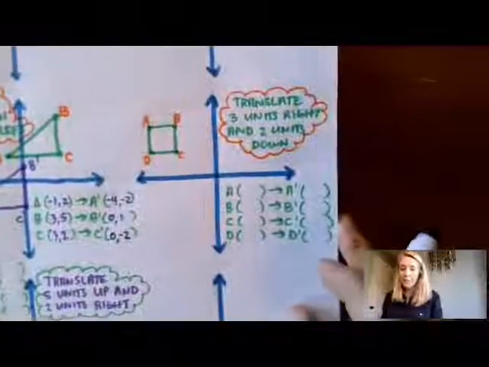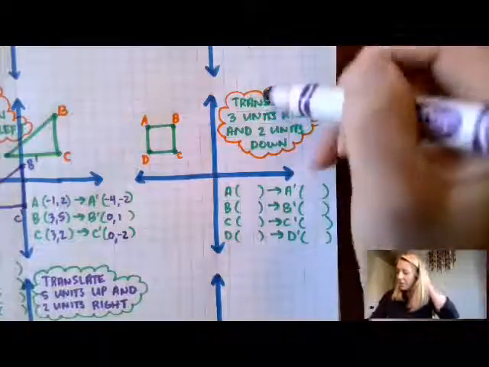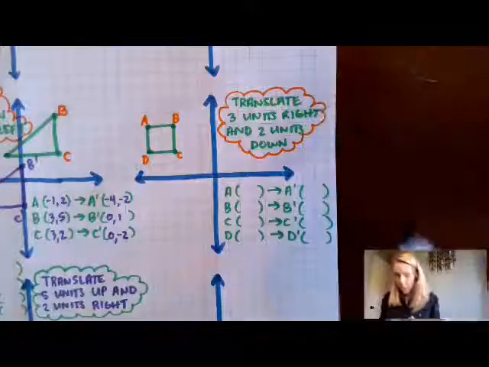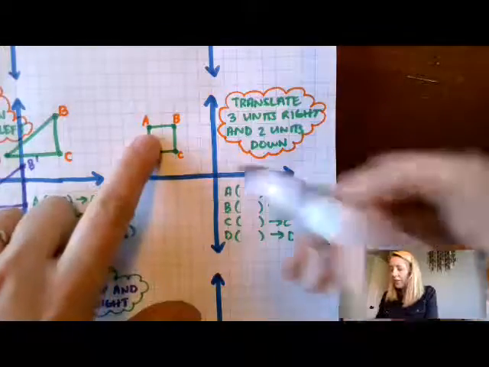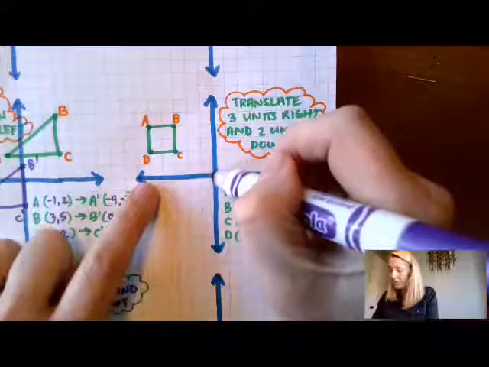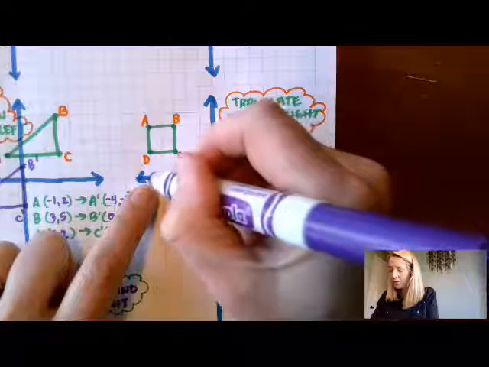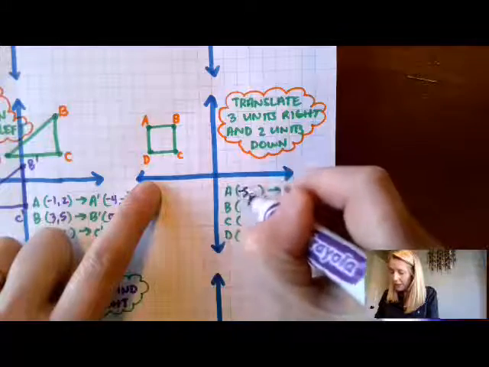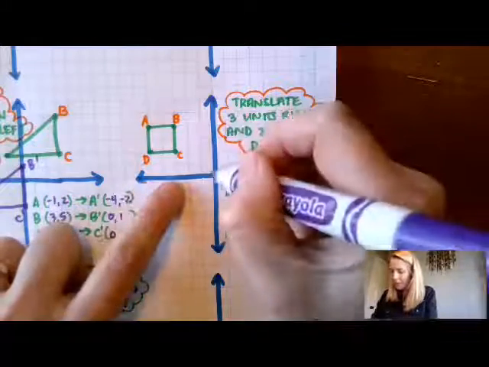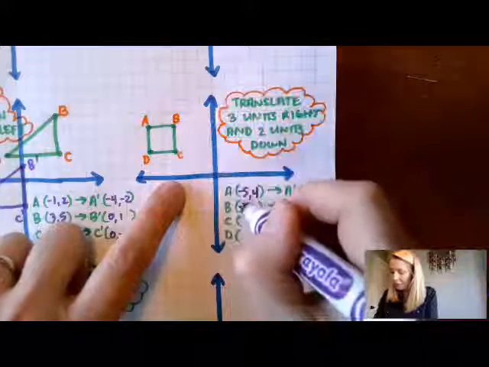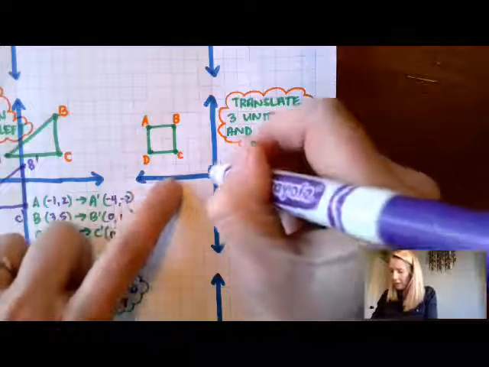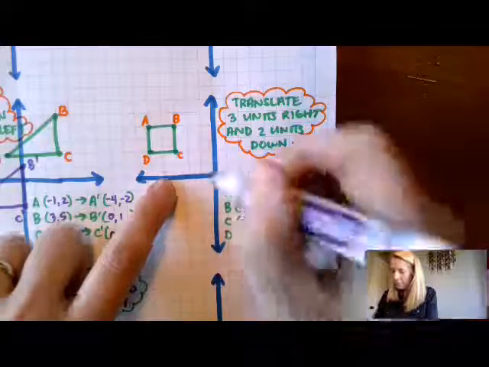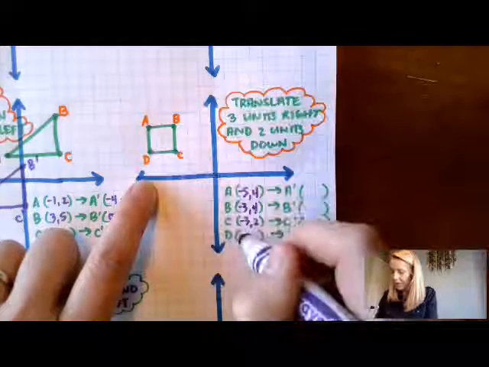Another example, now with this square, we're going to go 3 units to the right and 2 units down. So one step at a time. Right now my A for my pre-image is negative 1, 2, 3, 4, 5, up 1, 2, 3, 4. So negative 5, 4. B is negative 3, 4. C is negative 3, 2. D is negative 5, 2.